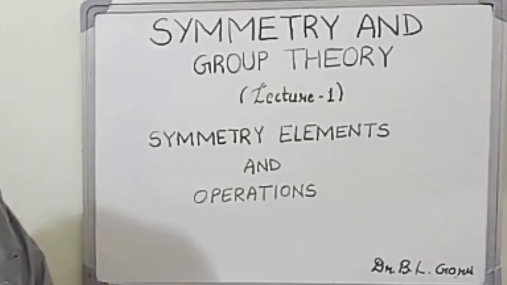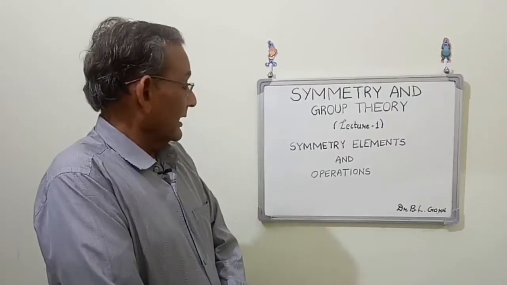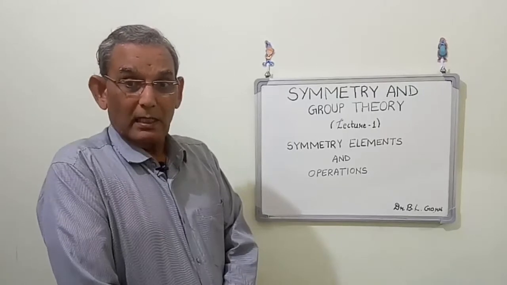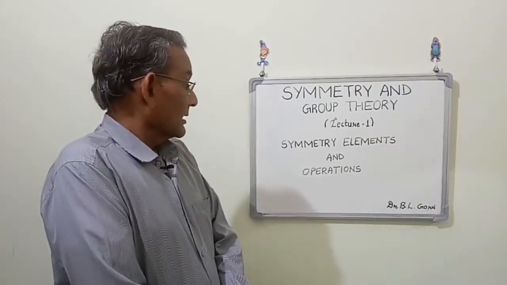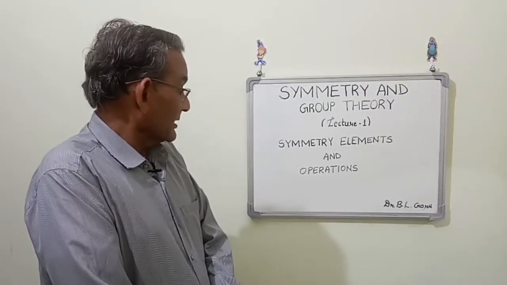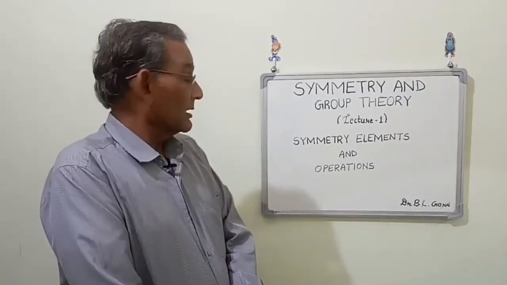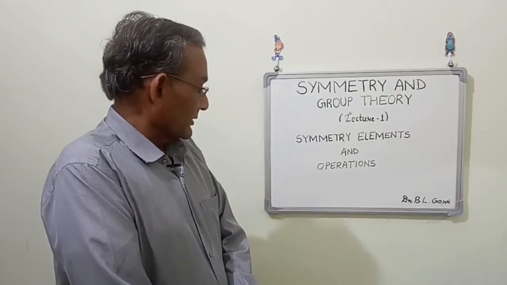In the symmetry elements, we will discuss the identity and the axis of rotation. Here we will also discuss the definition of symmetry, and what the equivalent and original orientations are.